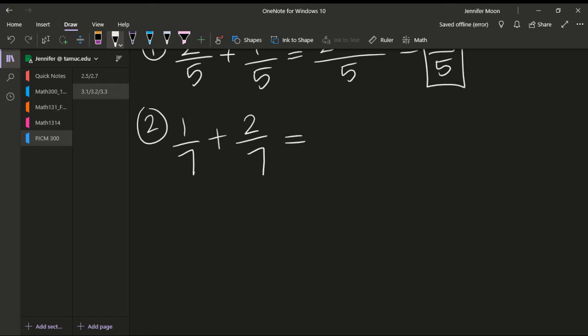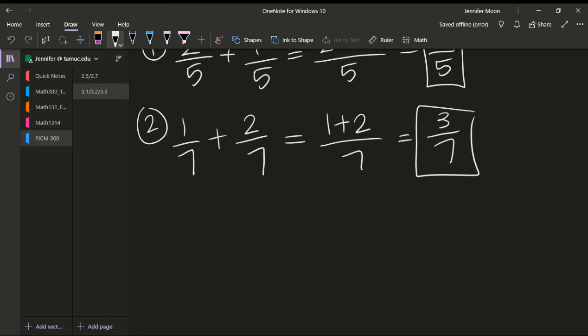Okay? Second example, also like fractions. The reason why they are alike is because their denominator is the same. Kind of makes our job a little bit easier. You add the top, 1 plus 2, which is 3, and you keep the bottom, which is 7.